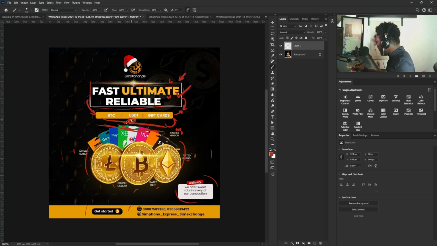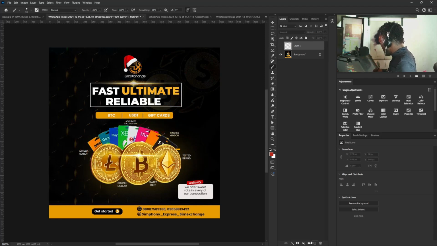So the space here is too close, all right? And the other thing I feel this designer did not really do right here is using the elements the wrong way. I know we have trusted vendors here. People who are not used to these vendors may not know who they are. So if I were you, what I'll do is look for the logo of each of these vendors and place them somewhere here or at the bottom here.